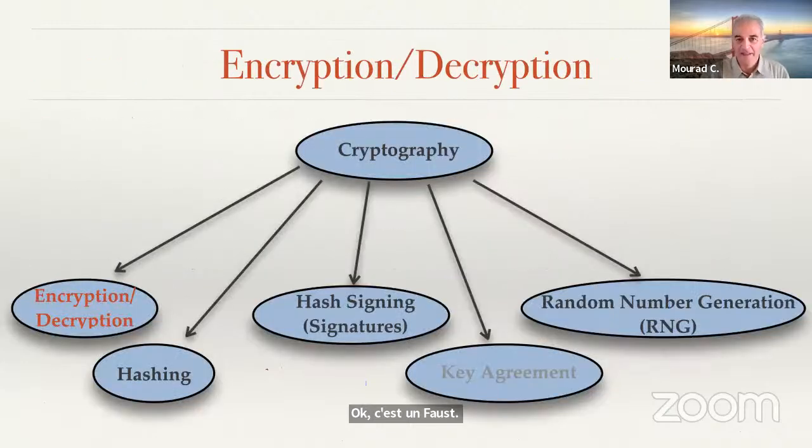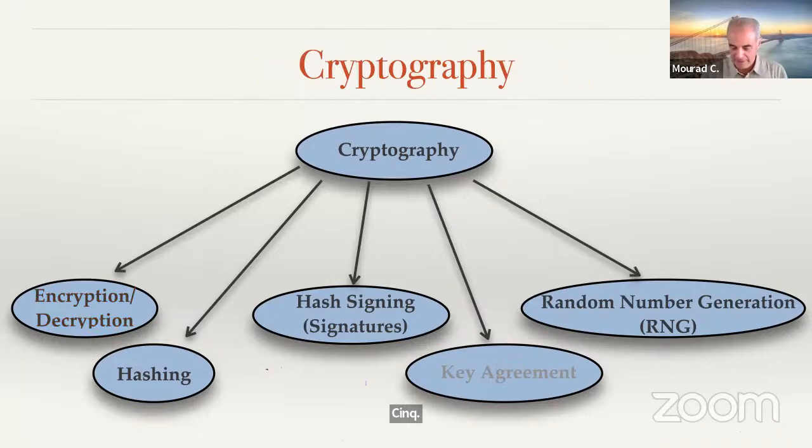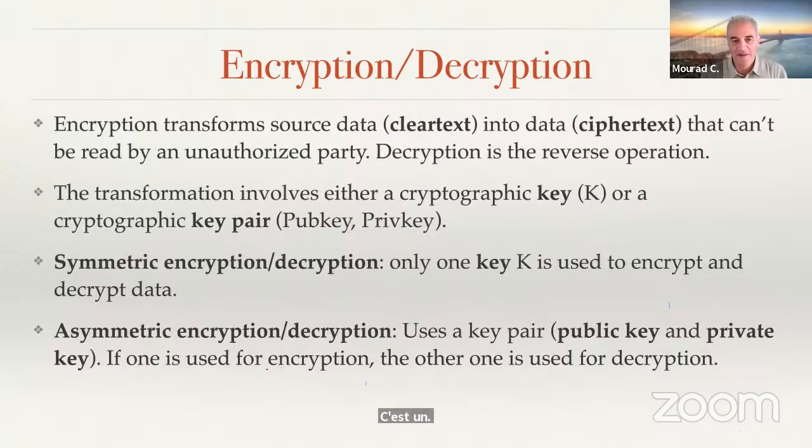Okay, so first we'll start with encryption, decryption, right? So what do we mean by encryption, decryption? You're probably familiar with it, but encryption is basically transforming some source data, what we call clear text. So that's the original data, right? Into data that can't be read by an unauthorized party. So that's what we call ciphertext. So encryption is basically transforming clear text to ciphertext so that someone who doesn't know how that transformation is done cannot access your data, right? Because now it's in a different form, ciphertext. This transformation usually involves a cryptographic key. Let's call it K.